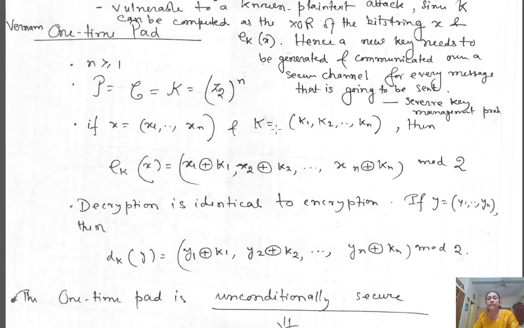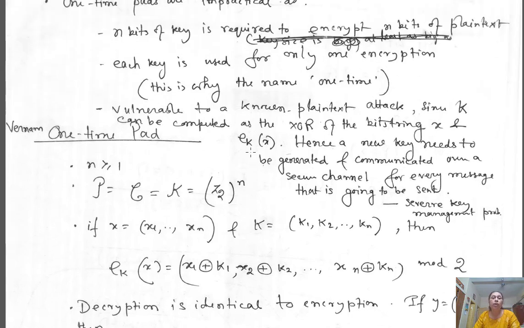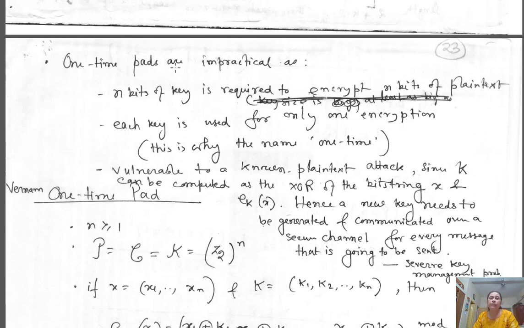So you cannot use this key more than one time. This is why it is called one-time pad. We have seen one-time pads are essentially impractical. Why? Because an n-bit key is required to encrypt an n-bit plain text. If your plain text is n bits, an n-bit key has to be used, and each key is used only once, for only one encryption. Every time you have to change the key while encrypting a message. This key can be used only once.